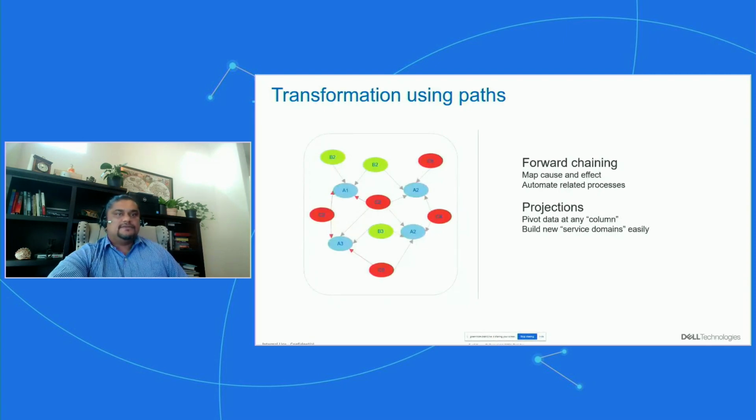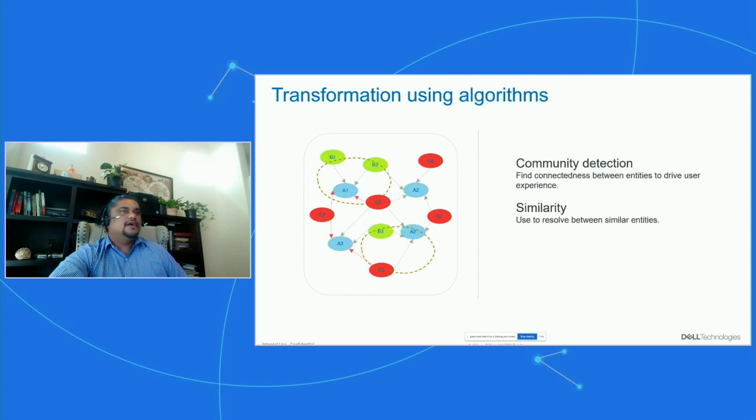Now, to my last example here. We've put graph algorithms to work to transform some of our systems. Here are a couple of ways in which we did this. The first example I want to touch upon is community detection. As we all know, algorithms like Louvain and PageRank can be used to figure the connectedness between entities.